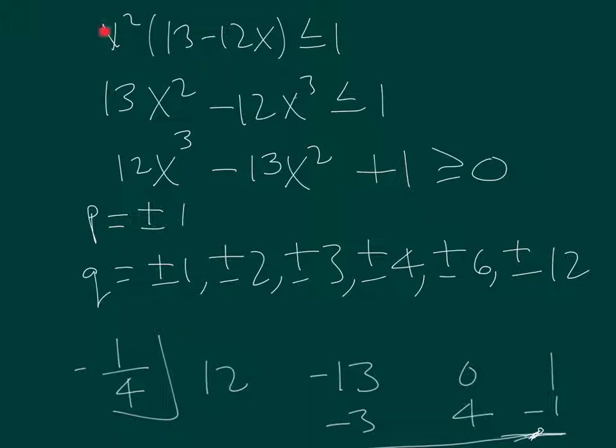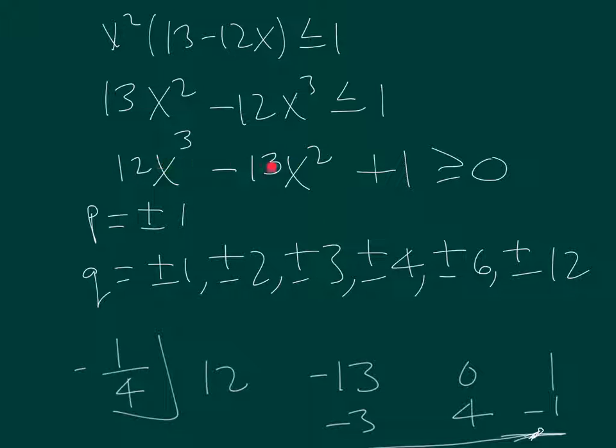So we'll multiply through by x squared here, distributing that, and we'll have 13x squared minus 12x cubed. And then we will move everything over to the other side and get our inequality oriented correctly, and we'll wind up with 12x cubed minus 13x squared plus 1 greater than or equal to 0. We have to have 0 on one side in order to solve this nonlinear inequality.